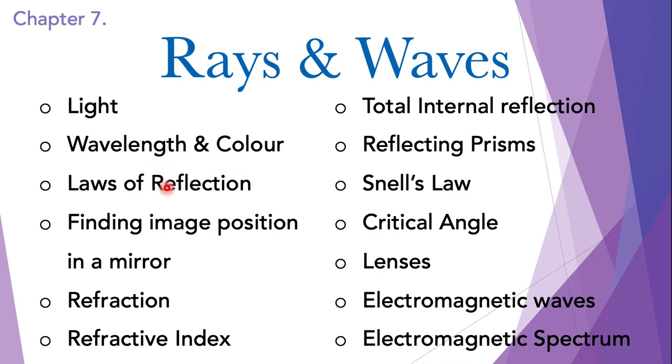wavelength and color of light, laws of reflection, how we find an image's position in a mirror, refraction of light, the refractive index, what is total internal reflection, reflecting prisms, we're going to learn about Snell's law, what the critical angle is, lenses, and lastly the electromagnetic waves and spectrum. So let's begin with understanding light.